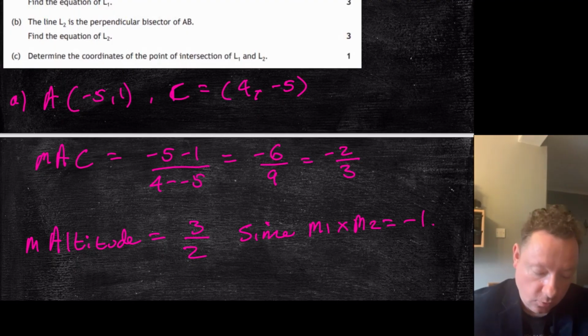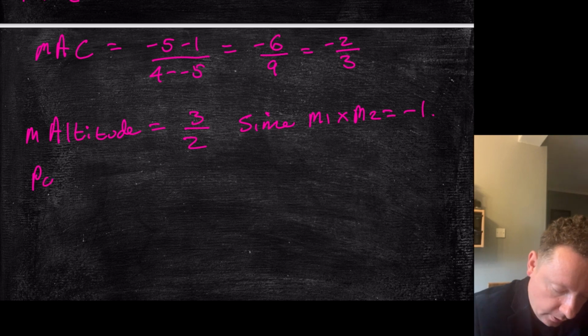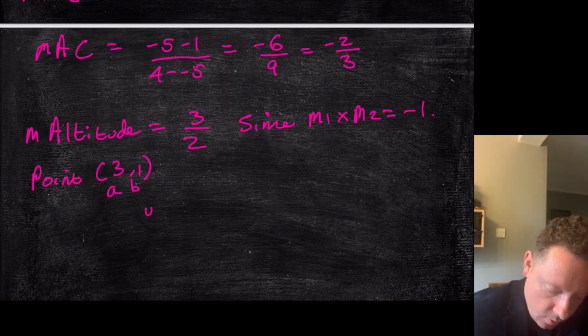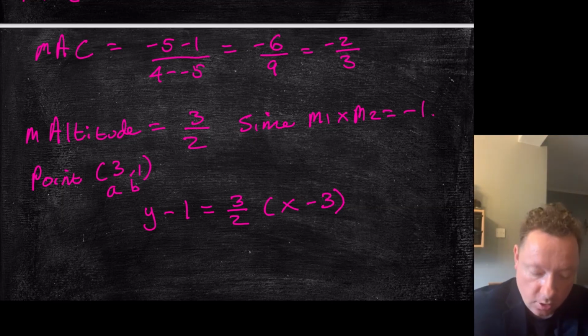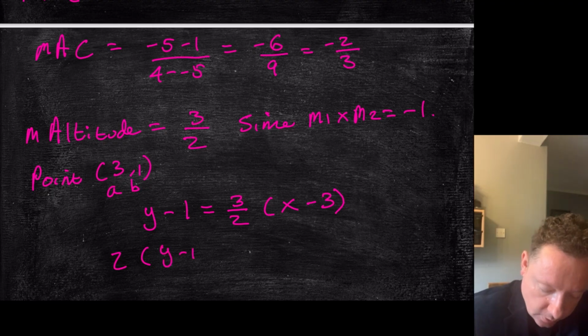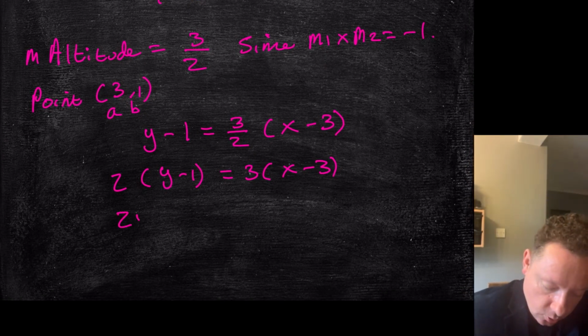So we know the gradient of the altitude is 3/2, and the point B is 3, 1. So we're using that gradient and our point, which is 3, 1. So that's our a and that's our b. y minus b, which is 1, equals m, 3/2, x minus a, x minus 3. When I've got fractions, I usually like to times the other side by the denominator. So the 2 comes over to get 2 times y minus 1 is equal to 3 times x minus 3. And then we just expand and simplify. So we get 2y minus 2 is equal to 3x minus 9.